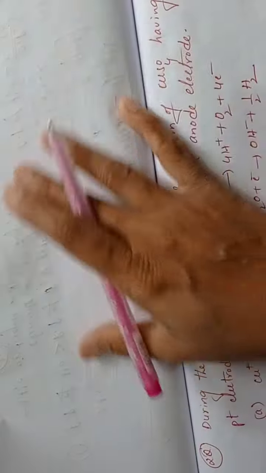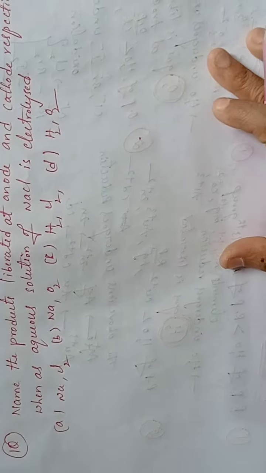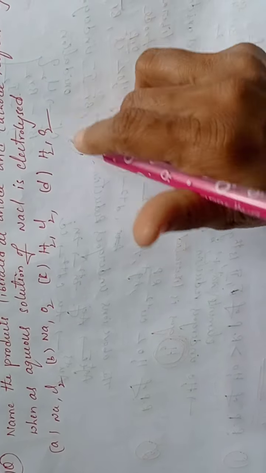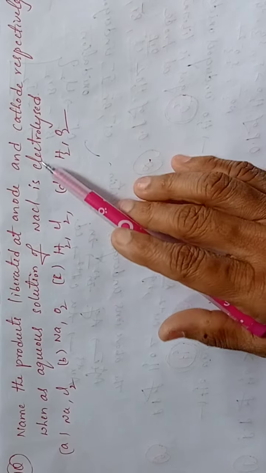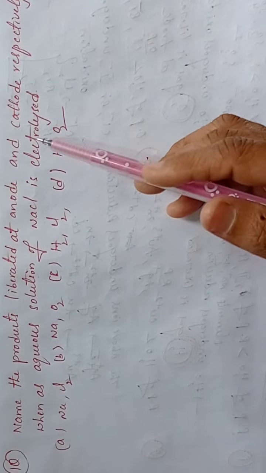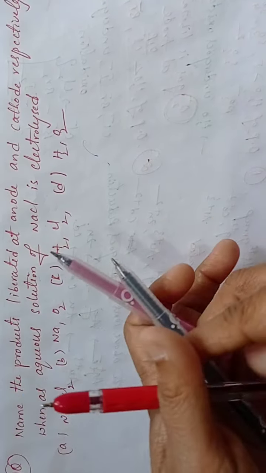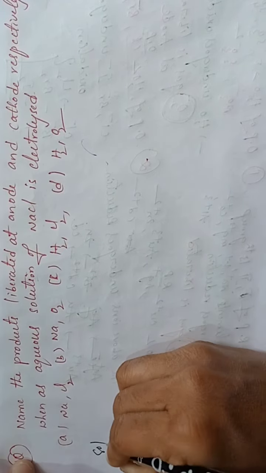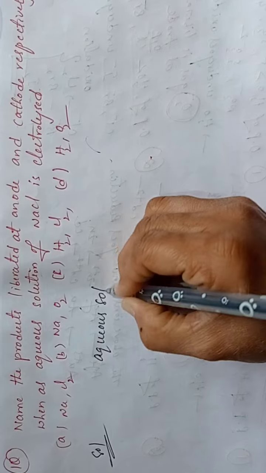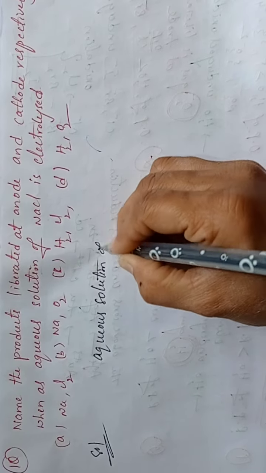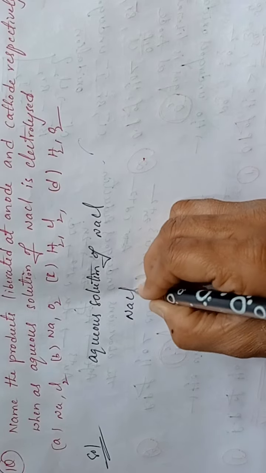Then we are going to discuss the previous year's question, students. See here, what is the first question? Name the products liberated at anode and cathode respectively when an aqueous solution of NaCl is electrolysed. Aqueous solution of NaCl is given, correct? So take NaCl.